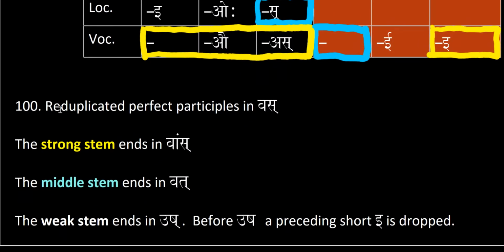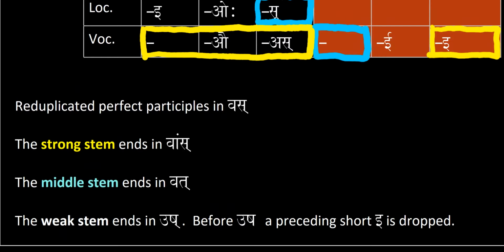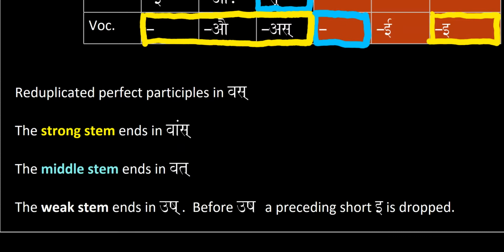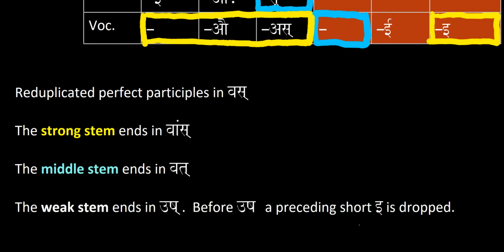Now we'll talk about the reduplicated perfect participles in vas. The strong stem, all those highlighted in yellow, ends in vans, the middle stem ends in vat, and the weak stem ends in ush. Before ush, a preceding short e is dropped.